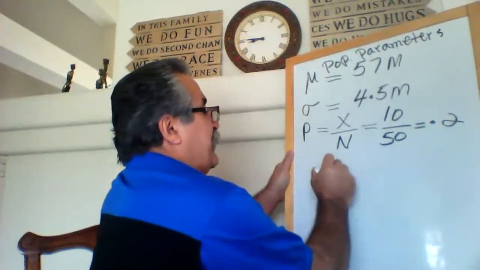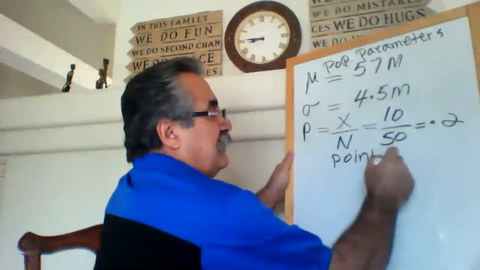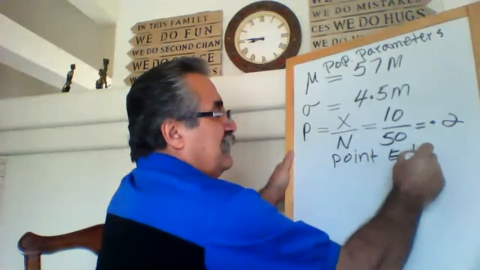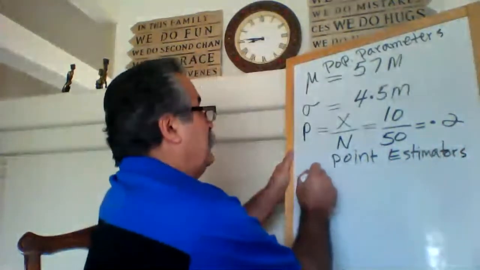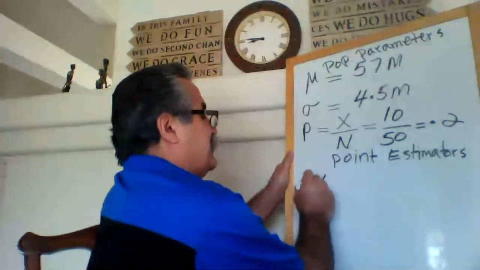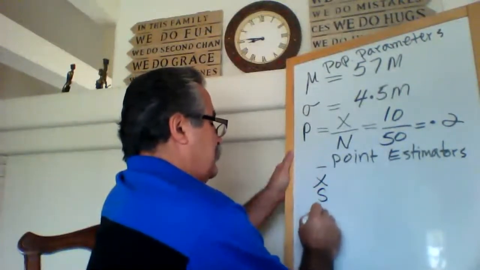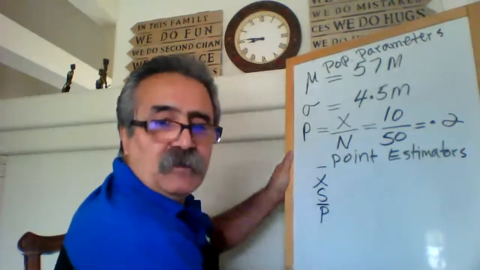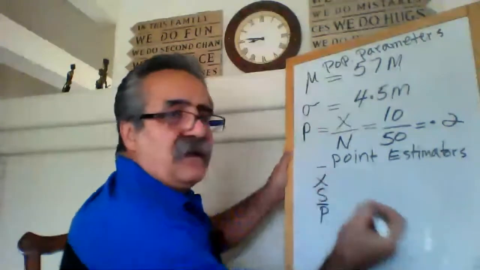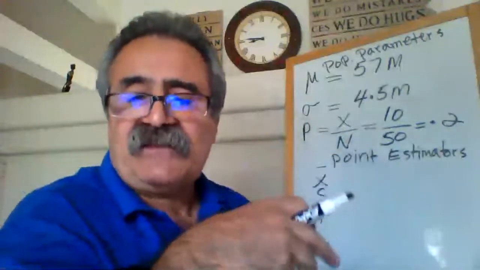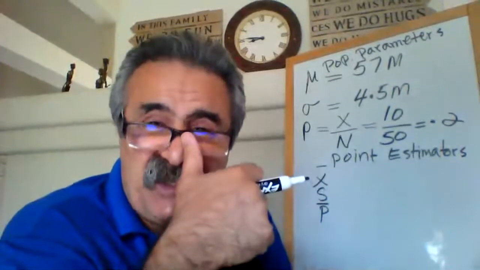Now, point estimators are X bar, lowercase s, and lowercase p bar. Okay? Now, let's say that we select 10 of the companies out of these 50 as our sample. How do we select these?